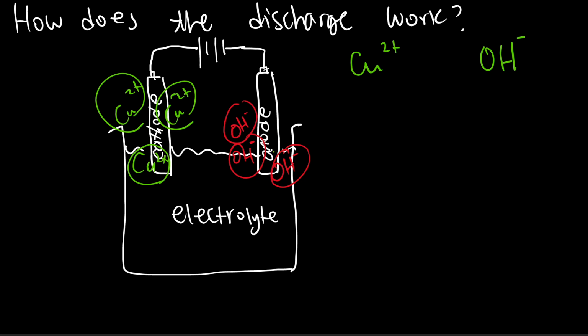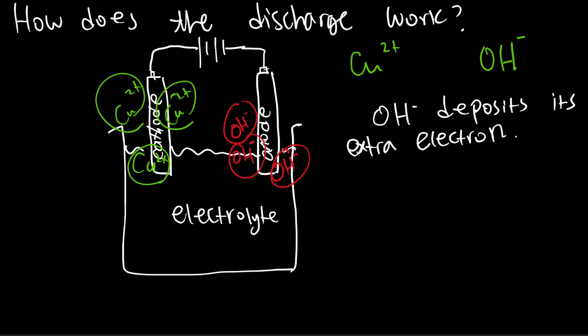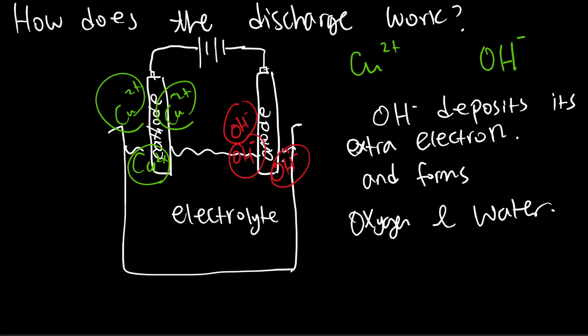What's going to happen? The hydroxide will deposit its extra electron and form oxygen and water. Remember, it's OH, just a single minus, right? So it just has one extra electron. OH minus, the hydroxide, deposits its extra electron and it goes to form oxygen and water. We'll look at the formula in just a moment.